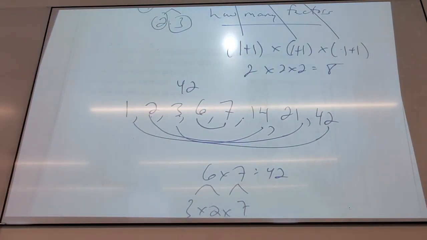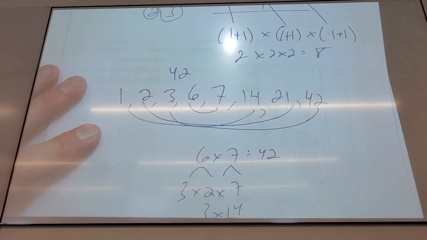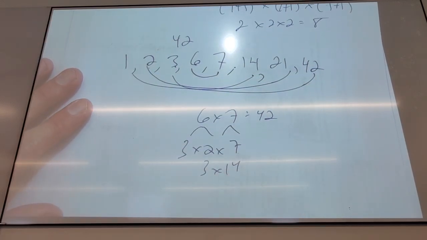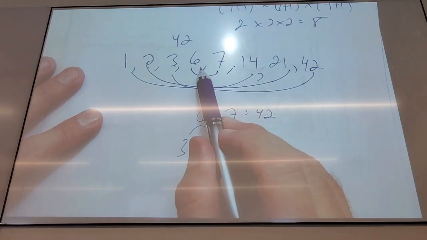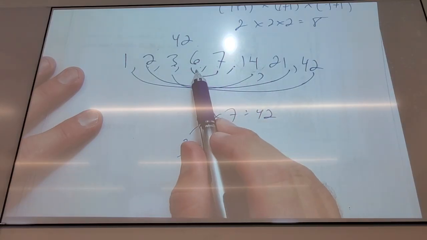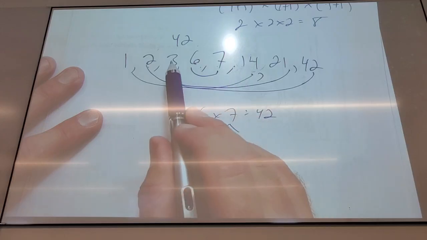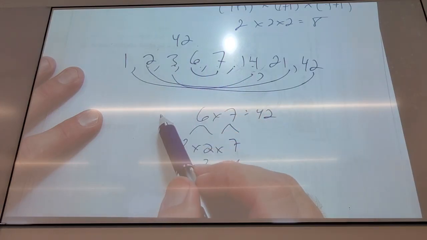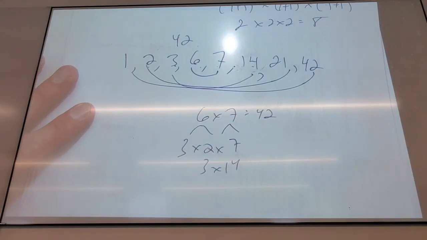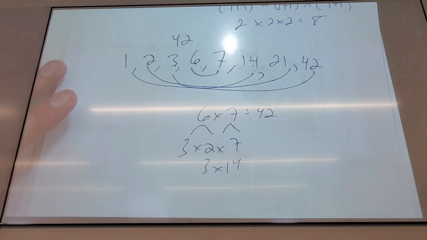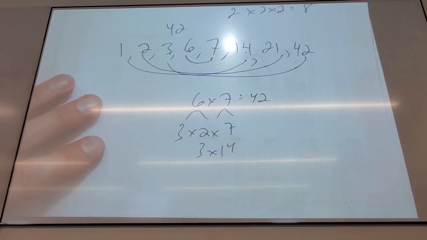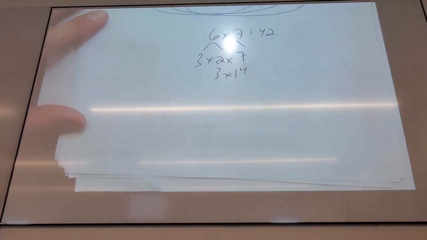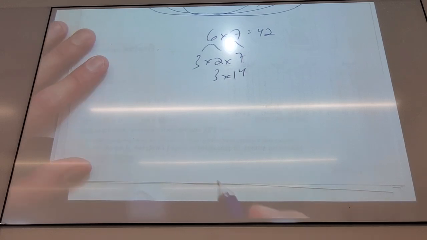All right, let's try another one. Has everybody got what they need from here? This was me just explaining how to get, if I know 6 times 7 is 42, divided by 2 times 2, 3 times 14 must be 42. Okay, so here, you guys do the same process. Don't make the list of factors, just how many factors will this have?